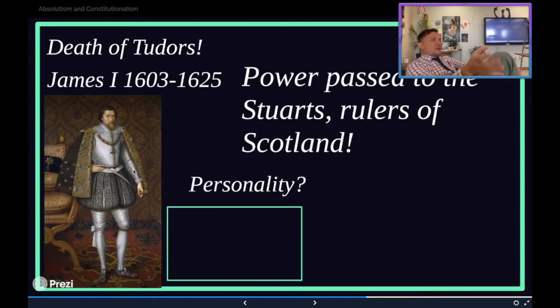But a big thing about James's personality is he's very eccentric. He's very over the top. And he actually leaves Scotland when he's becoming the King of England and goes to London and literally never turns back, and leaves both of his sons behind and his wife. Leaves them back in Scotland, right?